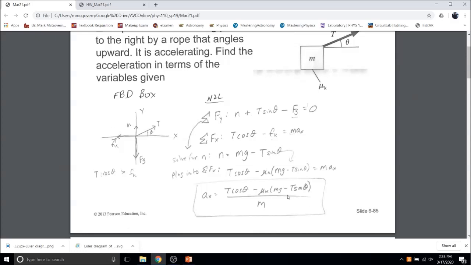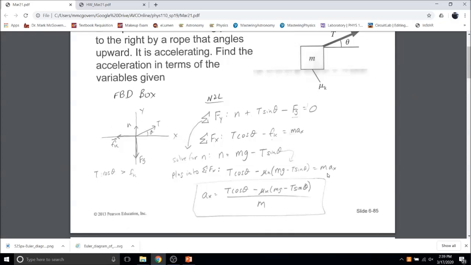So when we read this, what do we see? We see T cosine theta here. What is that? That's the force that's pushing it to the right. Well, it's being modified by friction, minus friction. And if we even look in the normal force, the normal force is modified by the tension. So the tension plays two roles here. The tension is pulling it to the right, and it's lessening the amount of friction. And then obviously we divide by mass because that's part of Newton's second law.